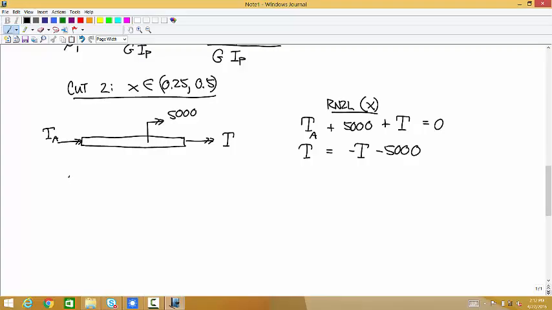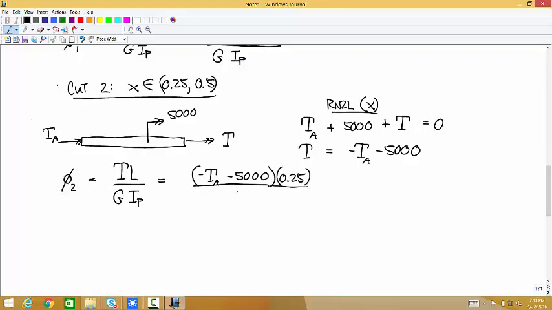Okay, and then the angle of twist for the second part is equal to the internal torque times the length divided by G times IP. The internal torque is negative, this should say A, yep. So we have negative TA minus 5,000, that quantity times the length of this second piece, which is 0.25, divided by G times IP.